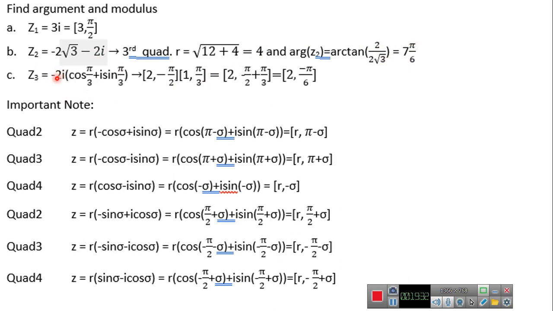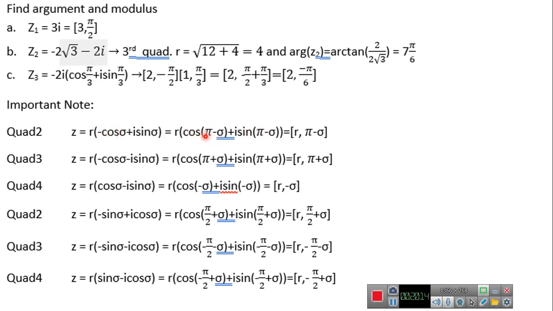Find argument and modulus. You know 3i is 3, pi over 2. Here, this is in the third quadrant. R is 4, and the argument is arctangent of 2 over 2 radical 3. This is 7 pi over 6. Here you have minus 2i. You do the minus 2i alone. R is 2 and the angle is minus pi over 2. Here it's 1 and pi over 3 because I have 1 here. So here this is alone and this is alone. You multiply these two and you add the angle here. You have 2, minus pi over 6.